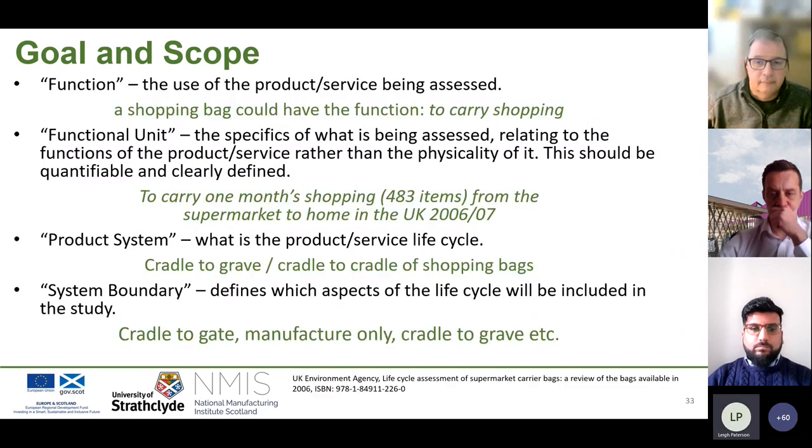So firstly, it's a good idea to set out what the function is. So what is the use of the product or service that's being assessed? I've put in green here some examples. You'll see in the bottom right, there's a link. This was an LCA carried out of a supermarket carrier bag, which David will run through a bit more later on. But just to help explain what each of these terminologies are.